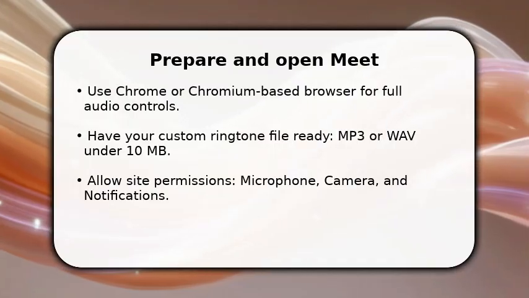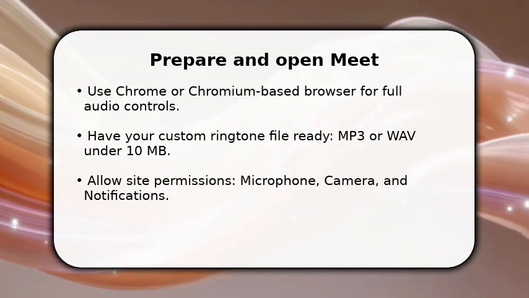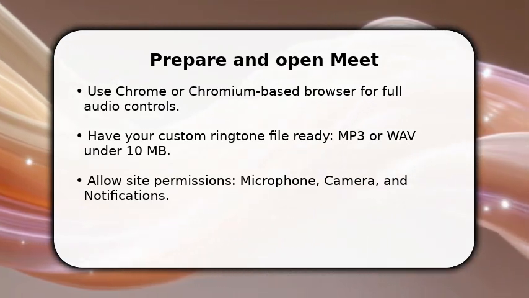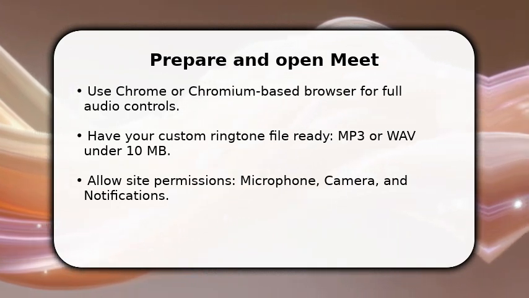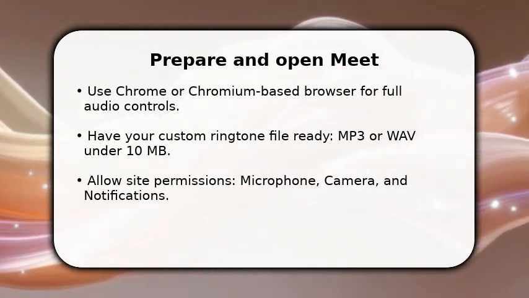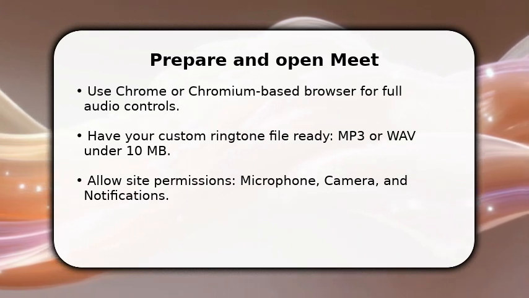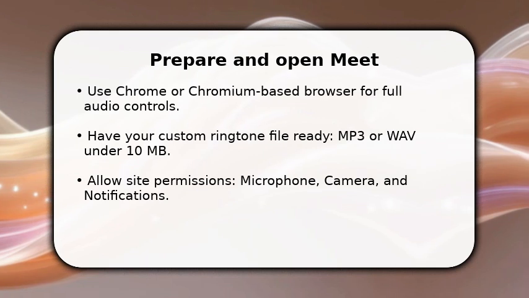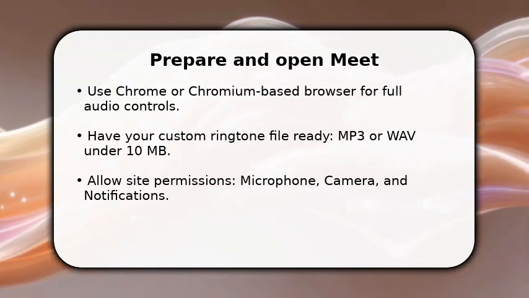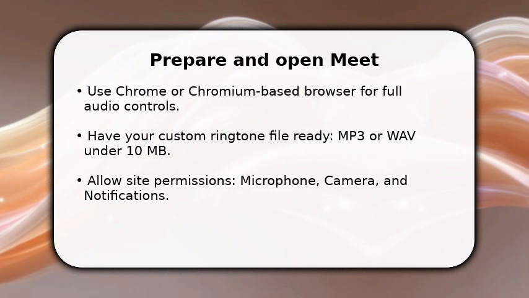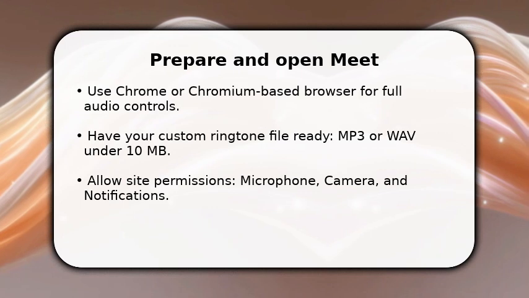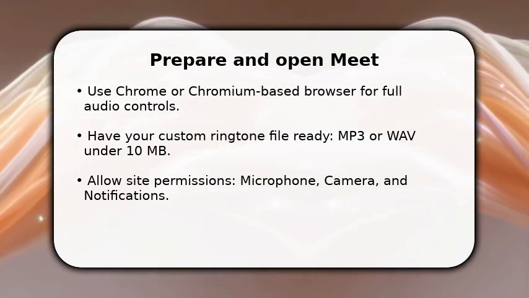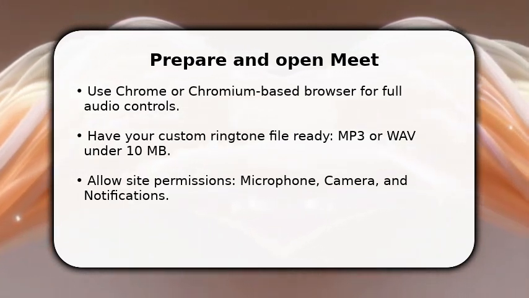You're starting now? Open Meet.Google.com and join any meeting or start a new one. Once connected, click the three-dot menu at top right and choose Settings to access audio options. Make sure your browser allows notifications and microphone for Meet.Google.com, otherwise the ringtone selector won't appear. If you plan to use a custom file, have it on your computer and under 10 MB. This gets you straight into the audio settings where the real change happens.